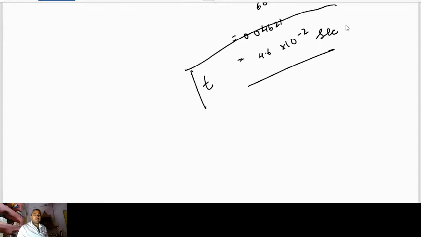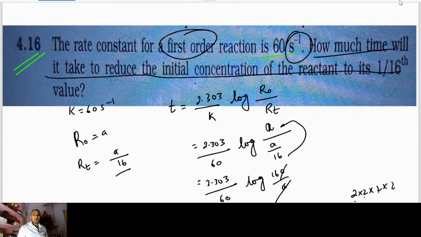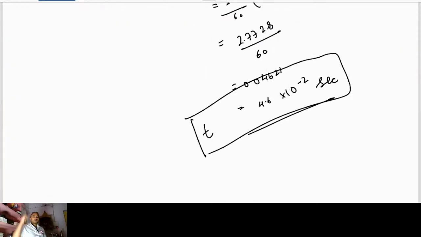So in this much time, the reaction is reduced to 1 by 16. The question was the rate constant of the first order reaction is 60 per second; how much time will it take to reduce the initial concentration of the reactant to 1 by 16 part? It will take 4.6 into 10 power minus 2 seconds to reduce.